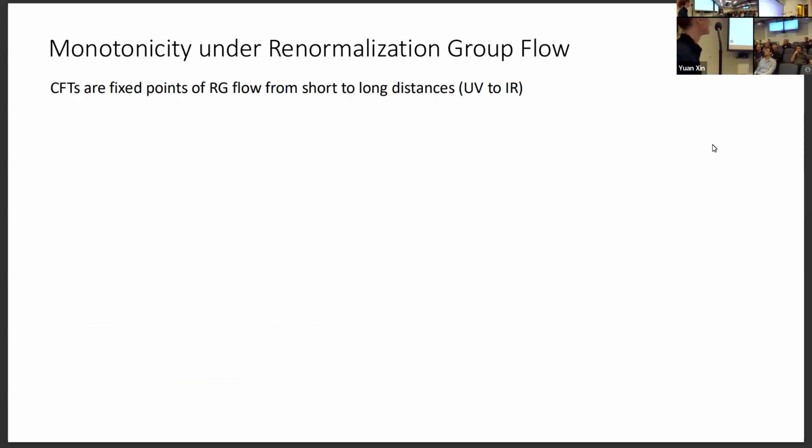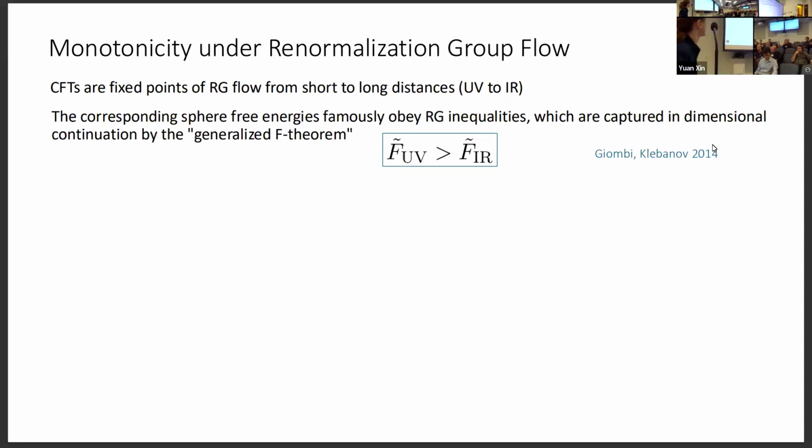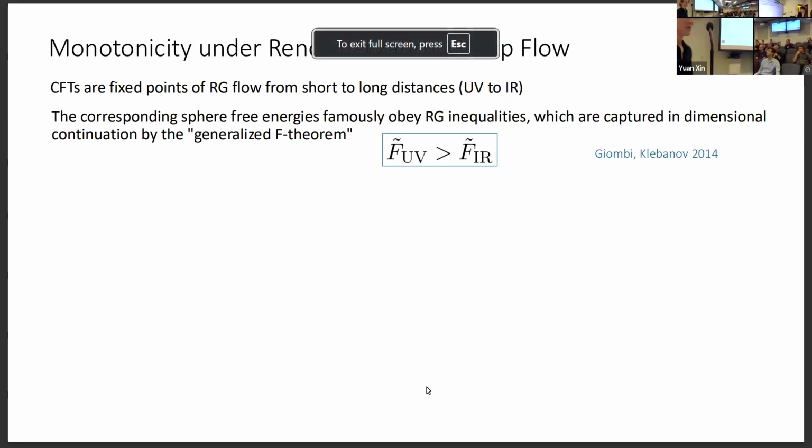So famously, the sphere free energy obeys monotonicity theorems under the renormalization group flow from UV to IR. And they can be captured by this generalized F theorem in terms of F tilde that I defined in the previous slide.